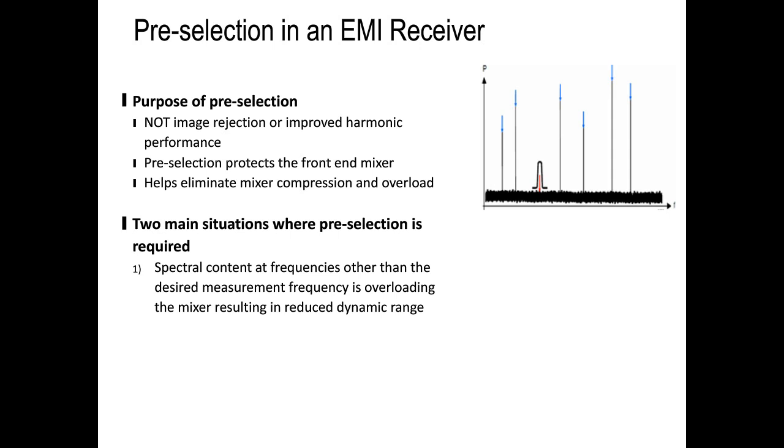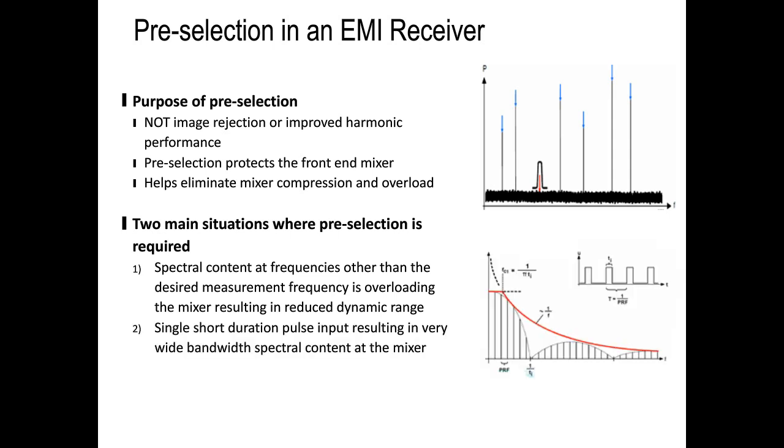The second situation that the majority of the community is not as familiar with is what we covered up front. It's that single short duration pulse input resulting in a very wide spectral bandwidth, and that's the spectral content at the mixer. And that's what the standards, specifically CISPR 16-1-1, puts requirements on the receiver or measuring apparatus.